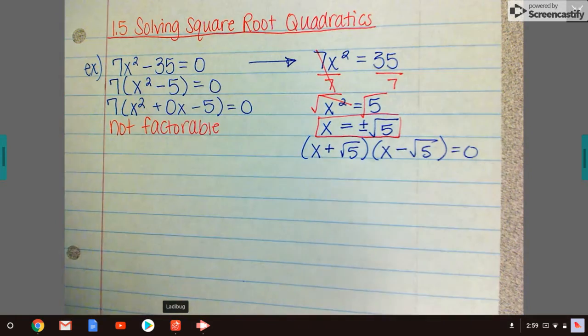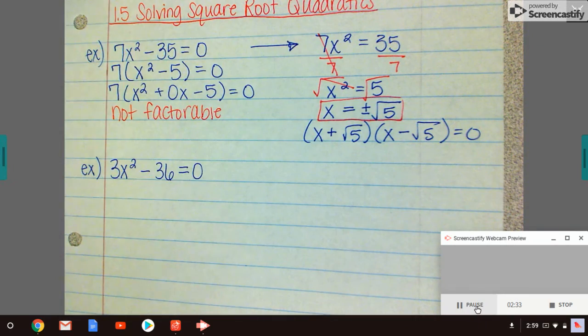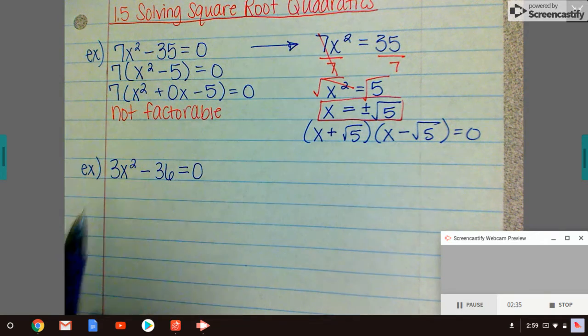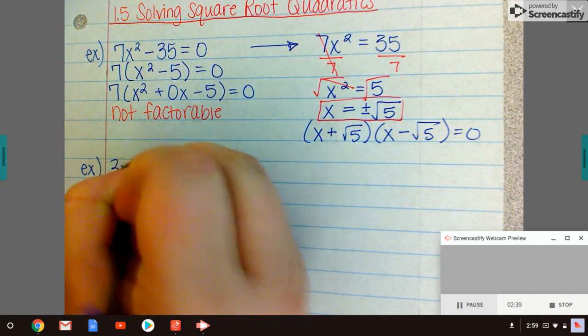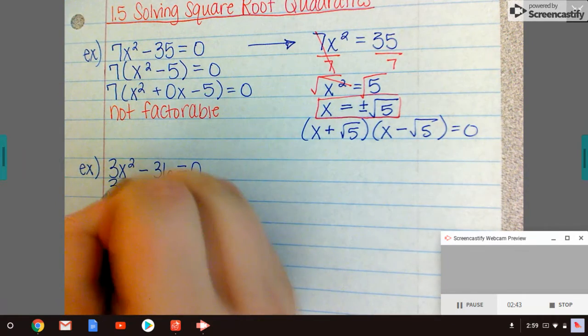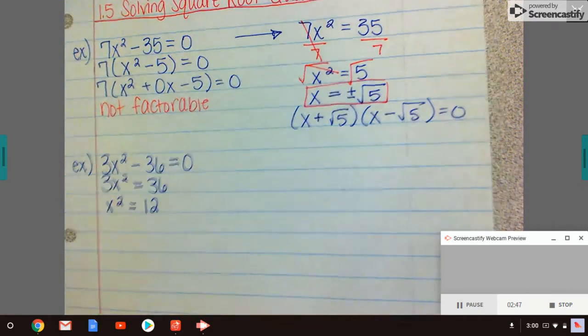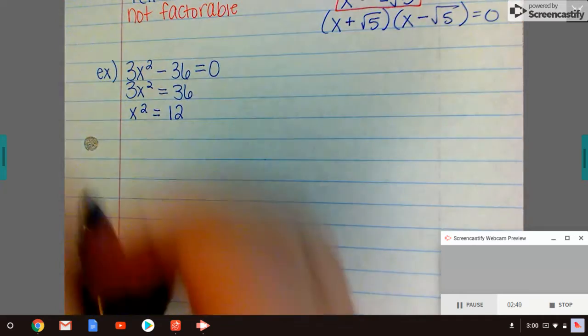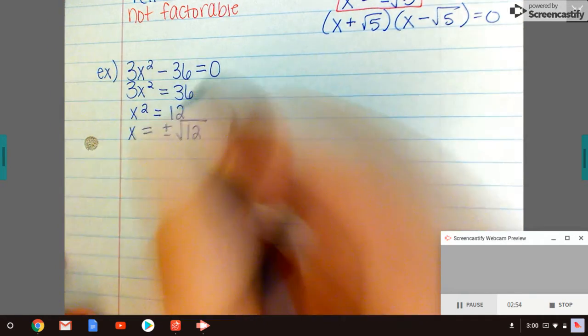Let's do another one. On this one, we've got 3x squared minus 36. Let's get the x term by itself by adding 36 to both sides first, and then divide out your coefficient. From here, let's take the square root on both sides like we did previously. So I've got x is equal to plus or minus the square root of 12.